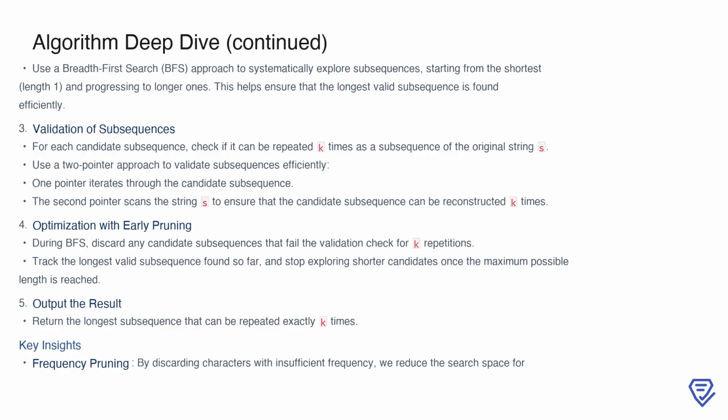To optimize further, we employ early pruning during the BFS traversal. If a candidate fails the validation check, it is immediately discarded, preventing unnecessary exploration of its longer extensions. Additionally, we keep track of the longest valid subsequence found so far. Once this maximum length is reached, we can stop exploring shorter candidates, saving computation time. Finally, the algorithm outputs the longest subsequence that meets the criteria of being repeated exactly k times.